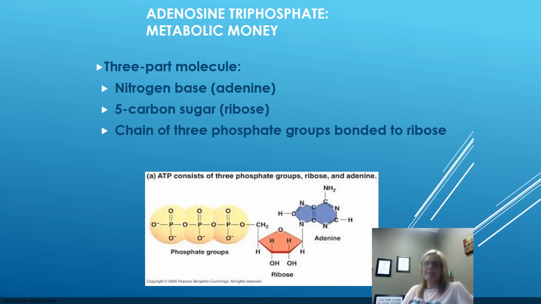All right, so ATP, this is our metabolic money. This is our energy currency, right? It's going to be made of a nitrogen containing or nitrogenous base, which in this case is adenine. Okay, and then you're going to have a ribose sugar here, a 5-carbon sugar, and 3 phosphate groups. And remember, this is going to be a high energy bond here. Okay, so the removal of that terminal phosphate, terminal just means the last one, is going to release energy.